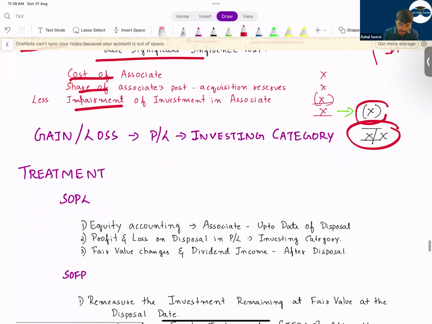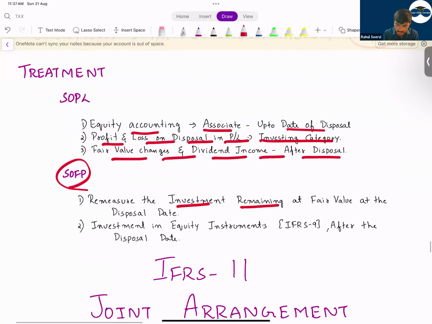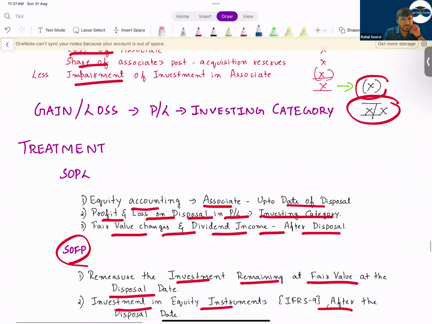See now. Equity accounting of the associate up to the date of disposal, profit or loss on disposal in the P&L, fair value changes and dividend income after disposal in the P&L. In the balance sheet, remeasure the investment remaining at fair value at the disposal date, as an investment in equity instruments after the disposal. Once you dispose, after that we will follow this accounting. So with this, your step acquisition and step disposal is done. Any doubts still here to anyone? I hope there are no such doubts.